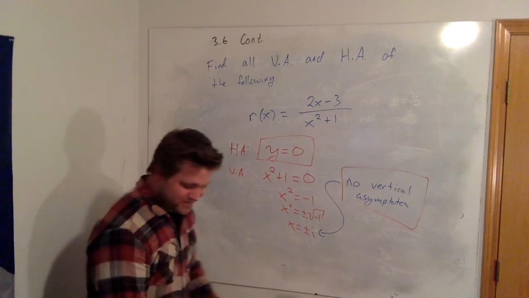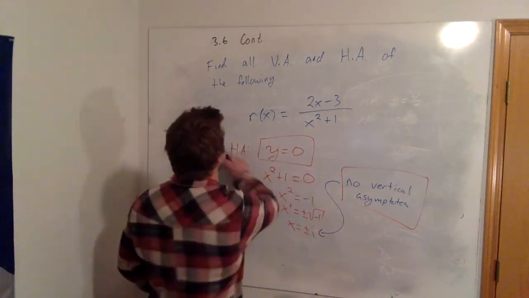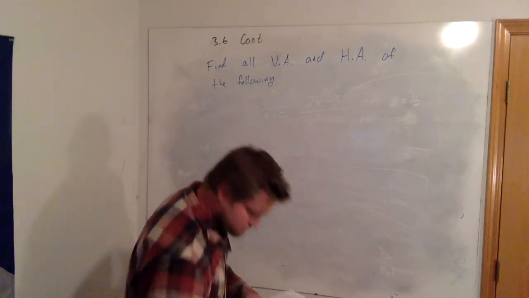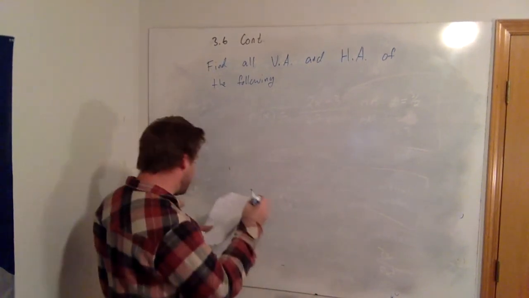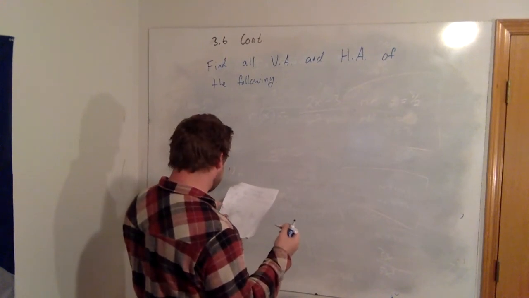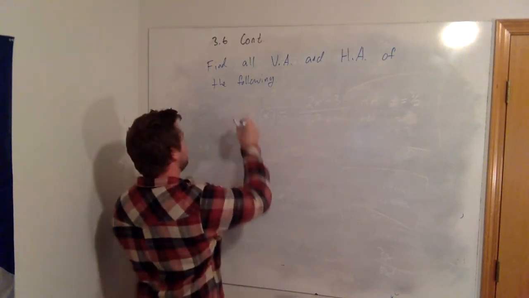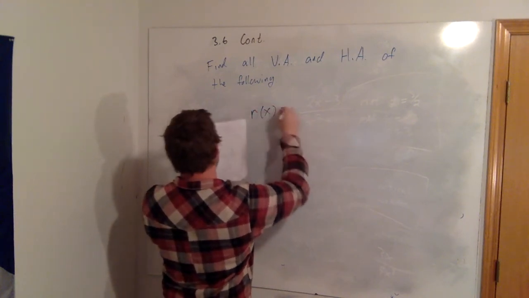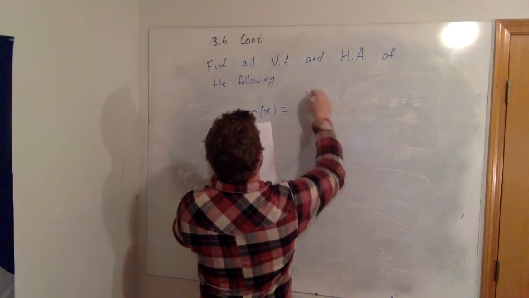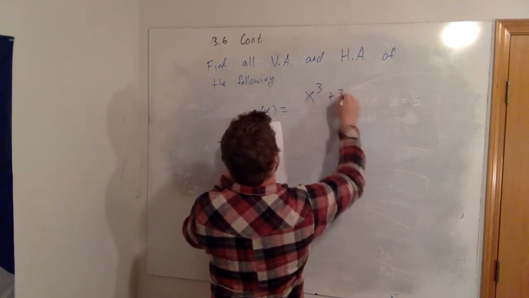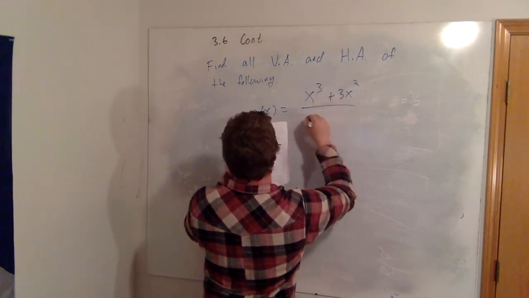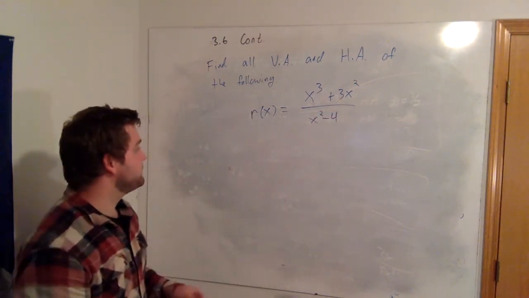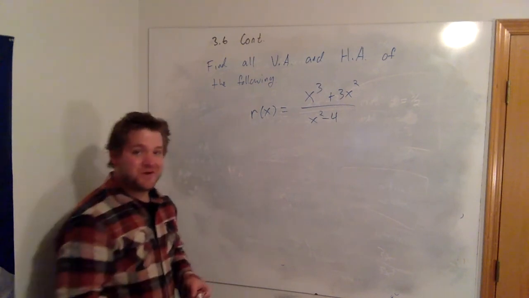Okay, let's do another one. As our last example, we have r of x. Let's say that r of x is equal to, how about x cubed plus 3x squared all over x squared minus 4. Go ahead and pause the video and give this a shot.